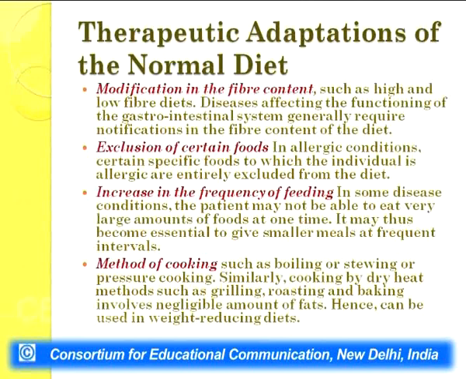Then method of cooking. As I told you earlier, the method of cooking is very important to understand the type of diet to be provided to a person who is not keeping good health. So, methods such as boiling or stewing or pressure cooking are important in therapeutic diet preparation. Similarly, cooking by dry heat methods such as grilling, roasting and baking involves a negligible amount of fats, hence can be used in weight reducing diets.